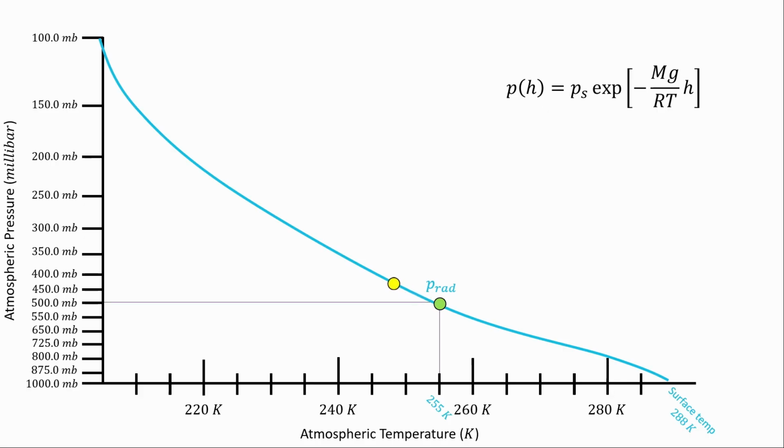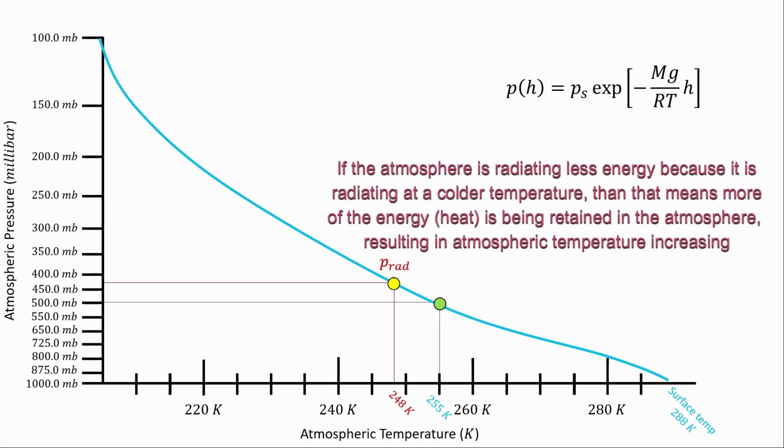So that means we are going to go up this pressure gradient here. So now we are going to be re-radiating right there. That's our new pressure of radiation. And what we find is that this is at 248 Kelvin, which is colder than 255 Kelvin. So now we would actually be radiating at a lower temperature, which means that we would not be radiating as much energy.